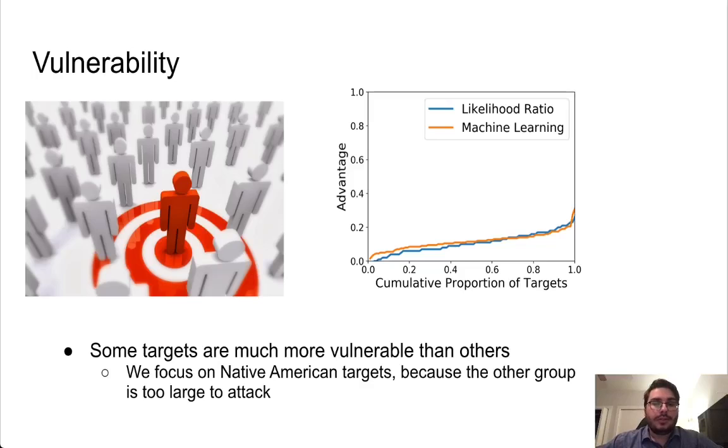One important result we got from our case study was the difference in vulnerability among targets. For instance, we were only able to focus on Native American targets because the non-Hispanic white group was simply too large to attack. They had approximately 10,000 to 100,000 patients per year, which the influence of any one target is simply washed out in sampling and noise.